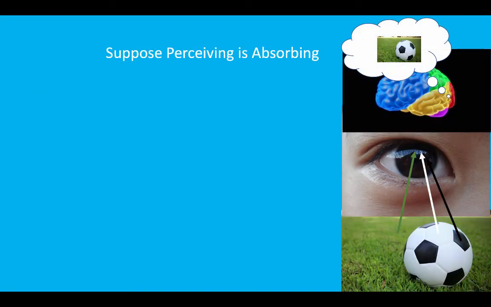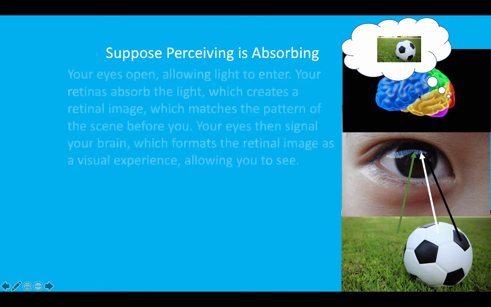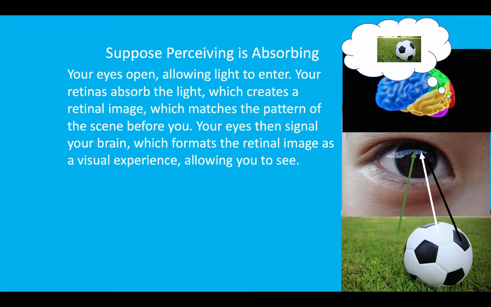So now let's suppose that perceiving is absorbing, and let's just do seeing in particular. Things work the way we described before: you have the object in the world, your eyes absorb light waves, and your brain takes what's present in the retinal image and creates a visual experience on that basis. Your eyes are open, they allow light to enter, your retinas absorb that light, which creates a retinal image that matches the pattern of the scene before you. Your eyes then signal your brain, which formats the retinal image as a visual experience, allowing you to see. Your eyes are a mere scribe.